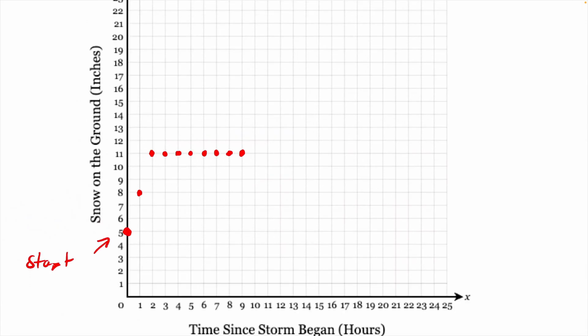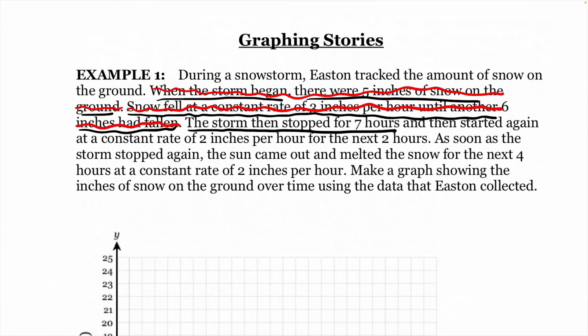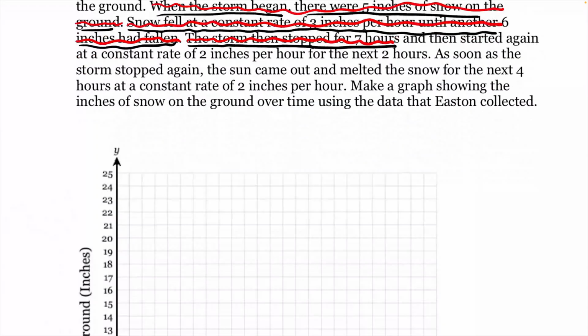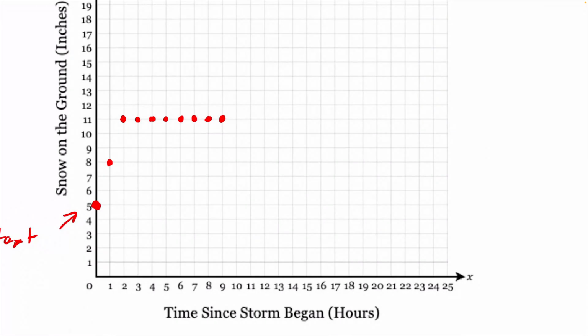Okay, so let's go to the next thing. And then it started up again. It started up again, and it went 2 inches every hour for the next 2 hours. Okay, so we're at 9, right? So at 10, it's going to go up 2, right? So if I'm at 11, how high is it going to be at the next hour? 13, right? Good. And it's going to do that for 2 hours.